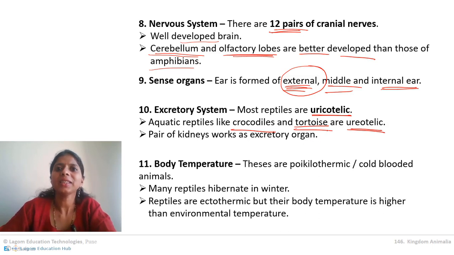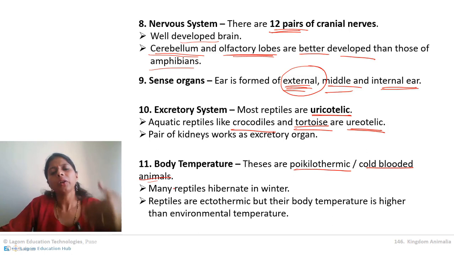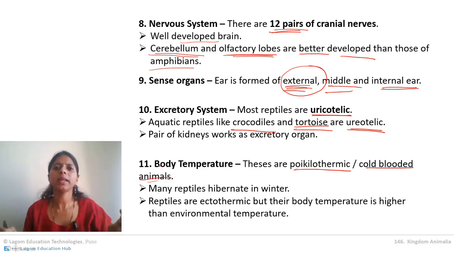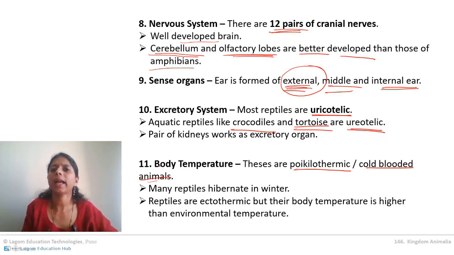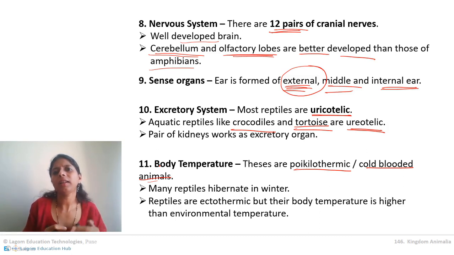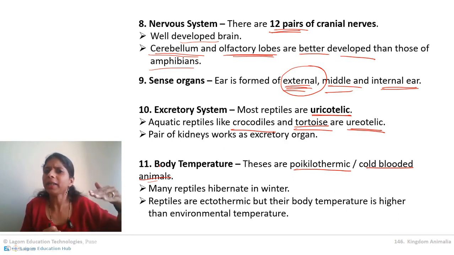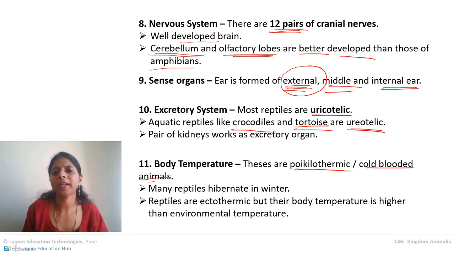Now next one is they are also cold-blooded animals when it comes to their body temperature, but they are a little bit advanced cold-blooded animal. Their body temperature also changes according to environmental temperature, just like any other cold-blooded animal. But they have developed some techniques by which they can maintain their body temperature a little bit higher than the environmental temperature.